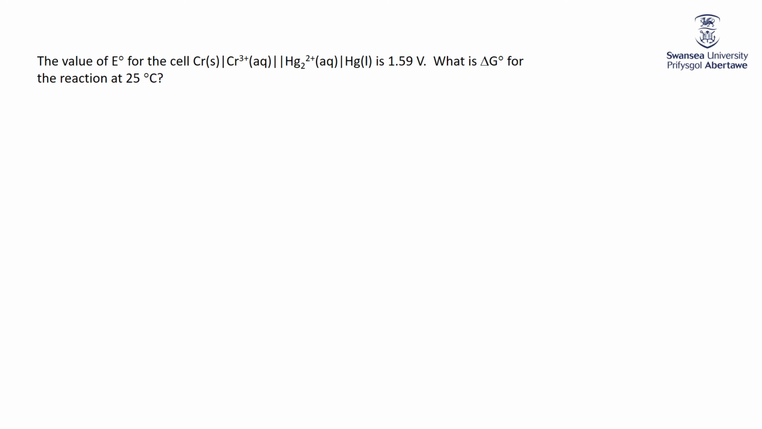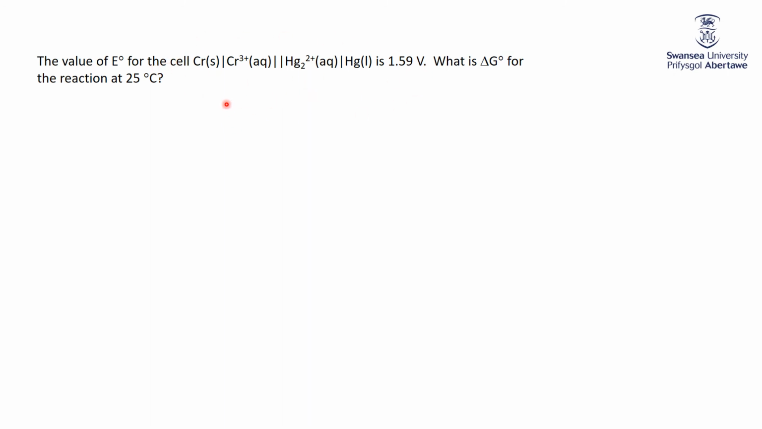So this is an old question that I had for my old students back in the States. The E0 for the cell, blah, blah, blah, is 1.59 volts. What is delta G0 for this reaction at 25 degrees Celsius? So the first thing you have to do is unpack, to use Andrew's favorite expression. Actually, I don't think that's his favorite expression, but it's an expression he uses an awful lot.